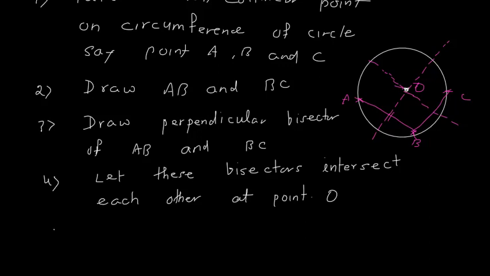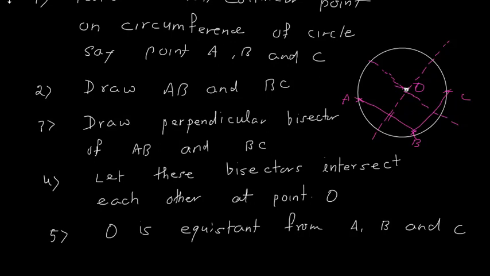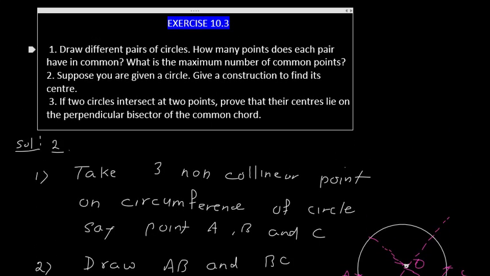So fifth, O is equidistant from A, B and C, hence O is center of circle. So done. So this is how we have drawn the center of, we have located the center of circle.